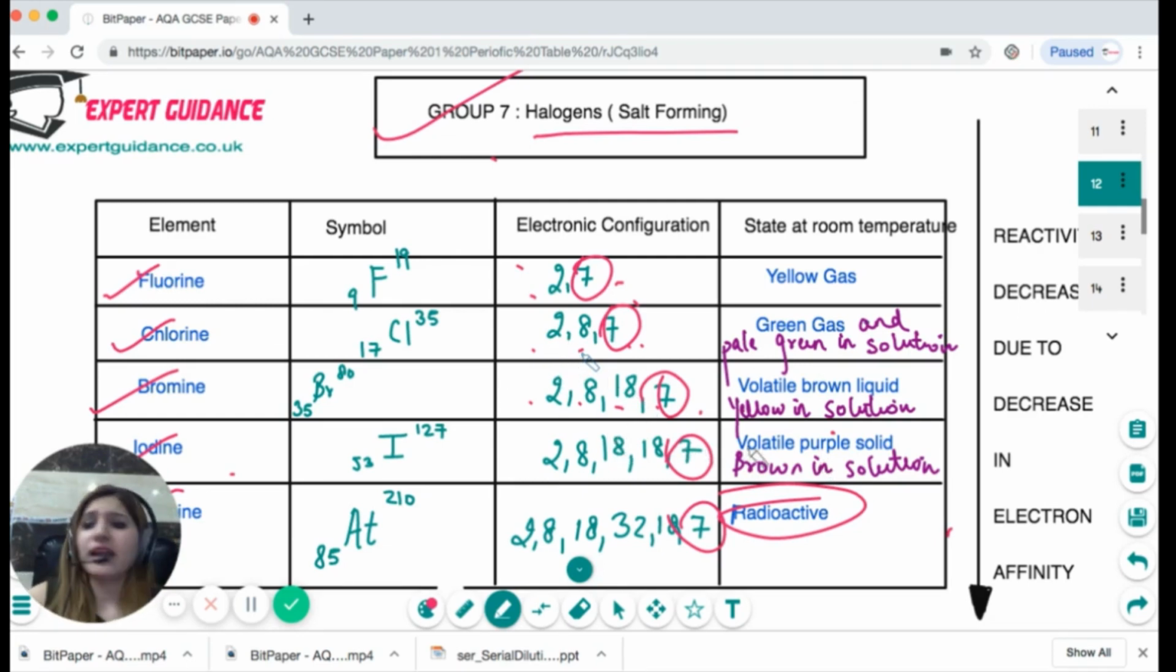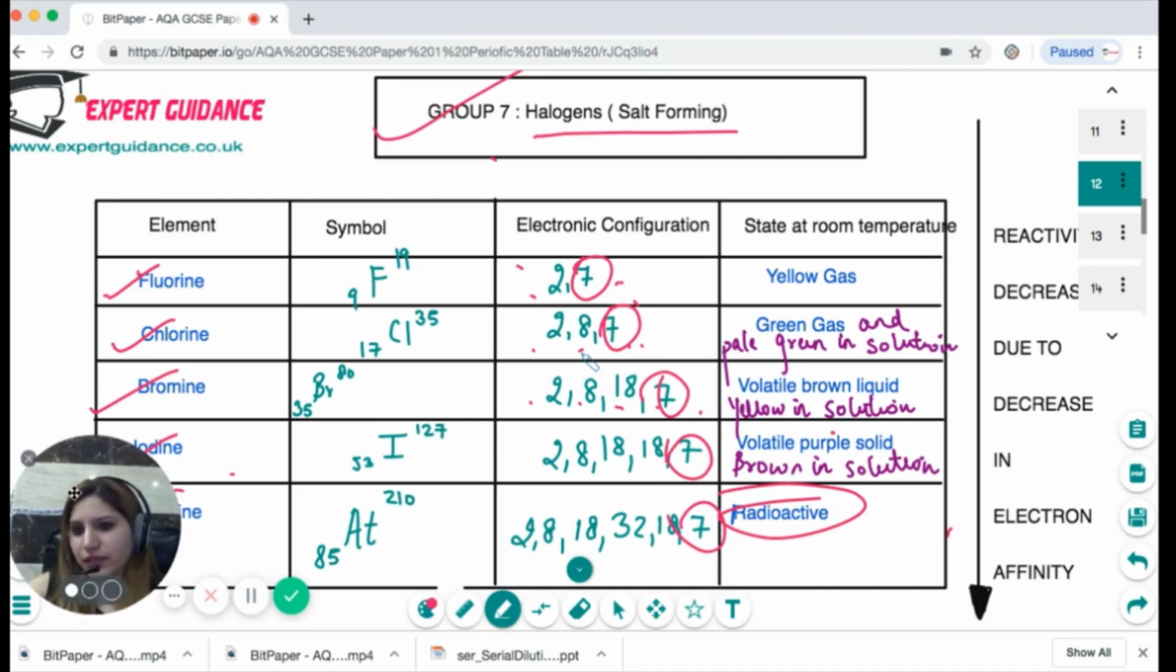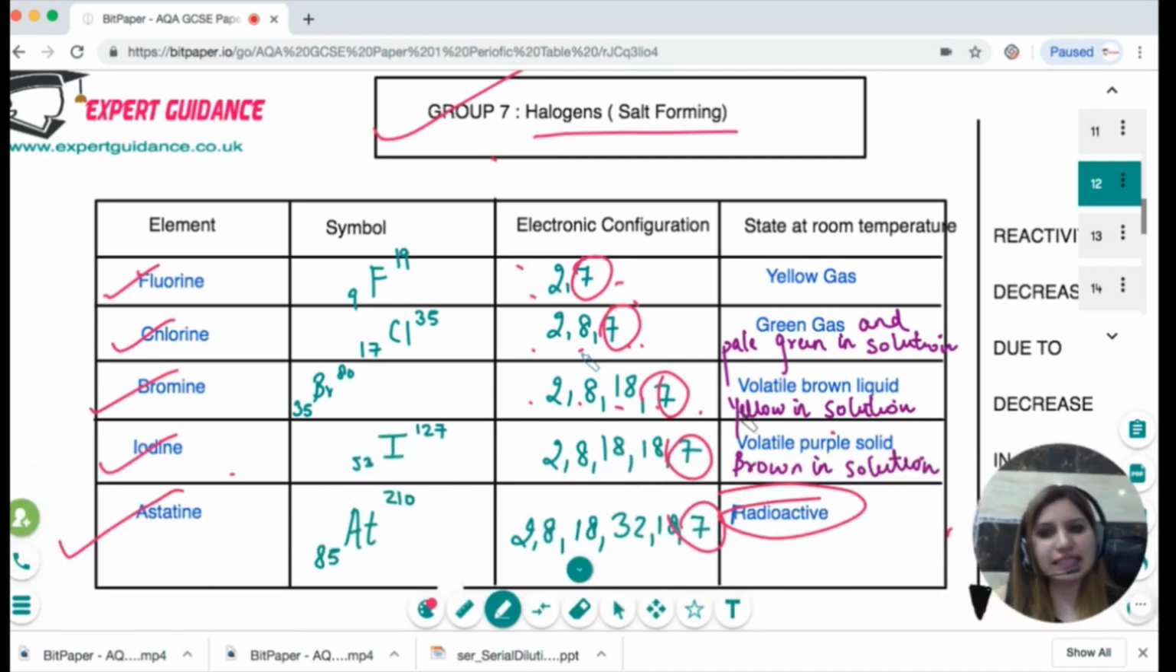But if the question comes in the exam, which is the highly reactive halogen? You should quickly answer fluorine. Which is the least reactive? Astatine. Which is more reactive than bromine? Chlorine. Which is less reactive than bromine? Iodine. Which is a green gas amongst halogens? Chlorine. So you should know all of this.